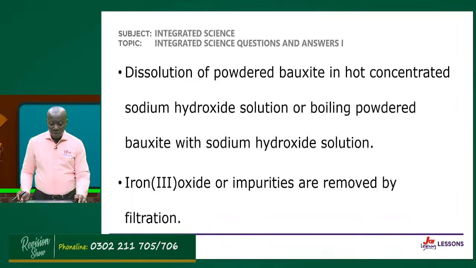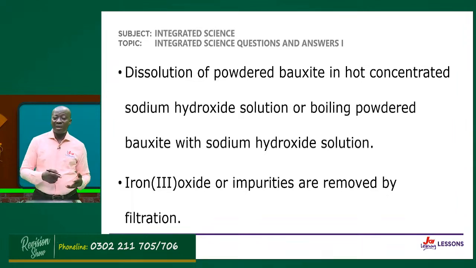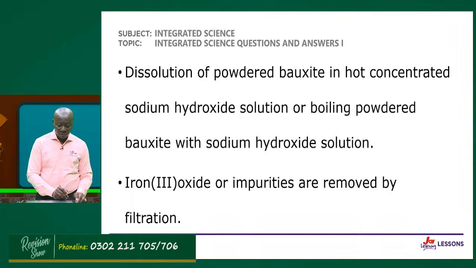So dissolution of the powdered bauxite in hot concentrated sodium hydroxide solution, or boiling powdered bauxite with sodium hydroxide solution. And then the next step is the iron 3 oxide or impurities are removed by filtration. So first, you crush the ore, you roast it, and then it converts it. If there's iron, it converts it to iron 3 and other oxides are converted. Then you dissolve the bauxite in hot concentrated sodium hydroxide. The iron oxide will not dissolve. So you've now filtered. So you have filtration.